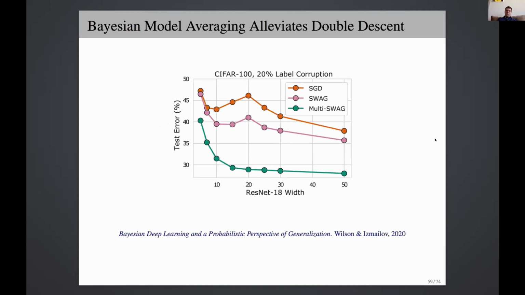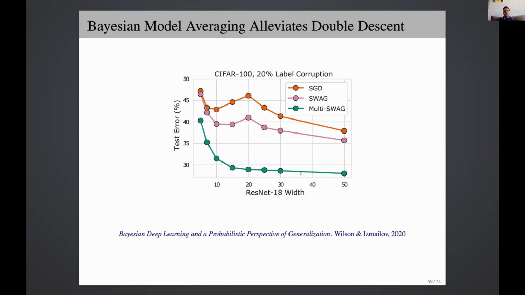Okay. This is what we get. So here we have CIFAR-100 with 20% label corruption. We see a clear double descent curve. We look at SWAG. We see less of a double descent trend, but it's still present. Multi-SWAG, we see no double descent whatsoever. Performance clearly improves monotonically with increases in flexibility.